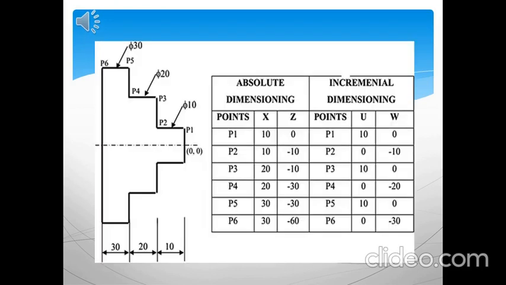The example of absolute dimensioning and incremental dimensioning is given here. In absolute dimensioning, the coordinate values of each point are calculated from the origin. In incremental dimensioning, the coordinate values of each point are calculated from the preceding point.